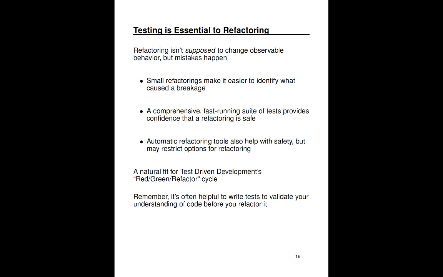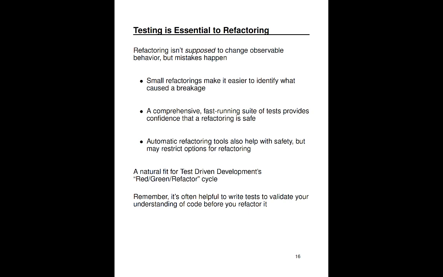This is why refactoring is such a crucial element of test-driven development. Test-driven development could just be writing a test that fails and then making it pass. But by adding that third phase in there, not only do you end up with code that works, you end up with code that works and is extensible in the future.